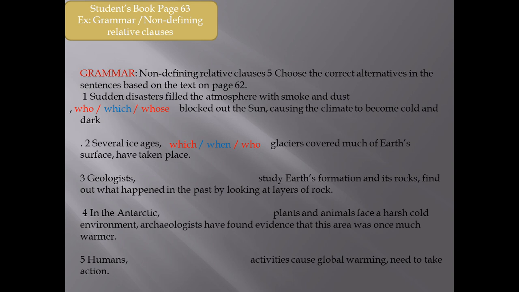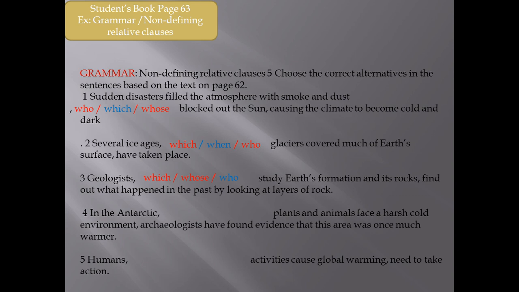Question number three: geologists, and we know geologists are people who study the earth and rocks. So they are people. We have three options: which, whose, and who. Study Earth's formation and its rocks. So who. Archaeologists who study Earth's formation and its rocks find out what happened in the past by looking at layers of rock.